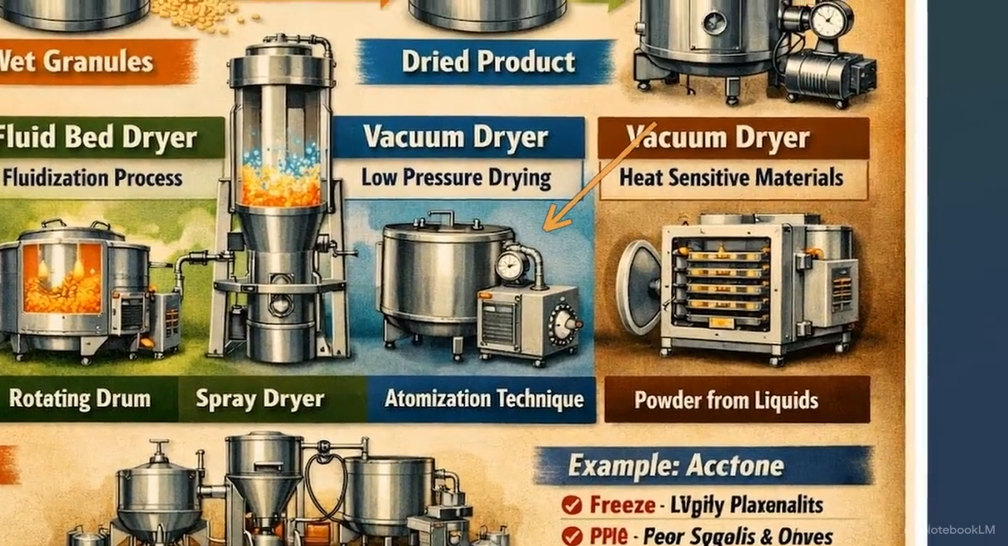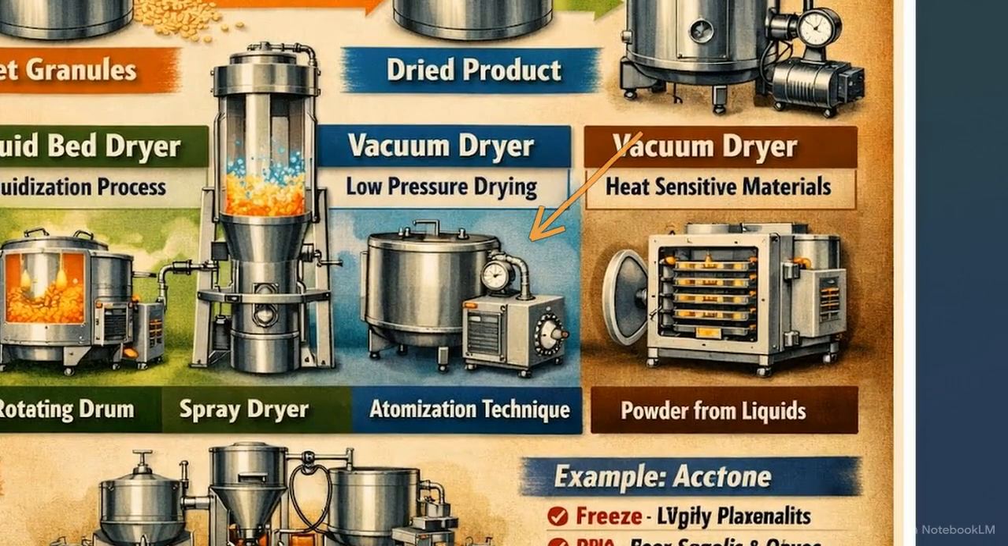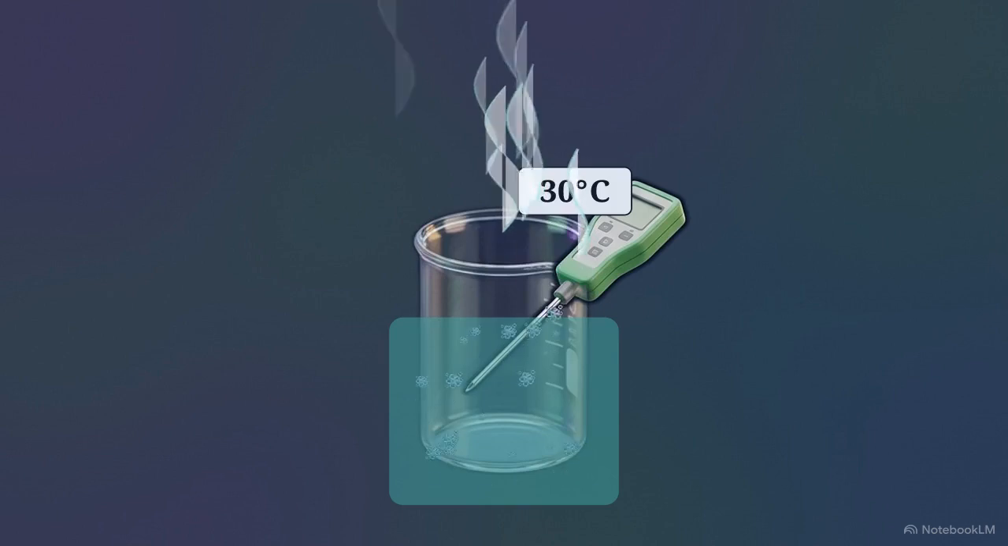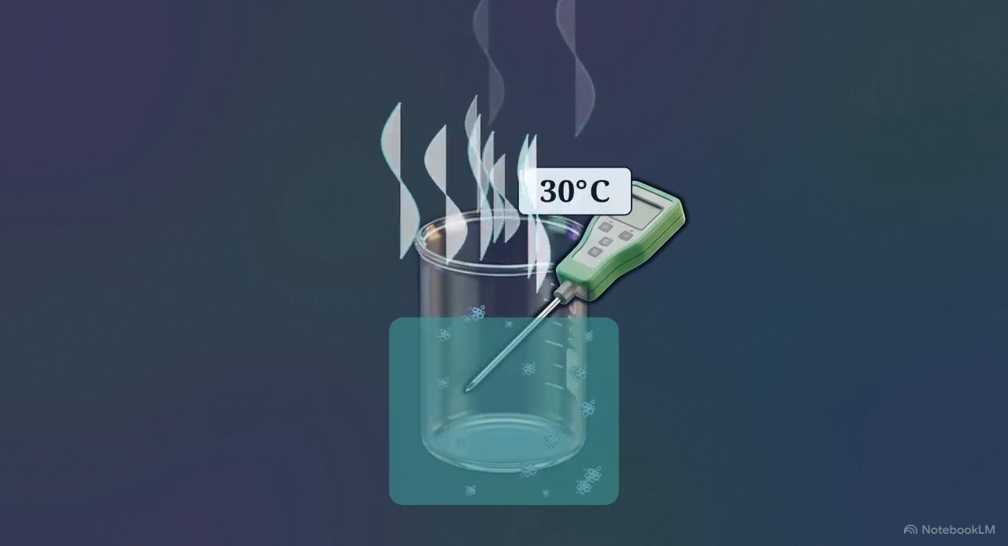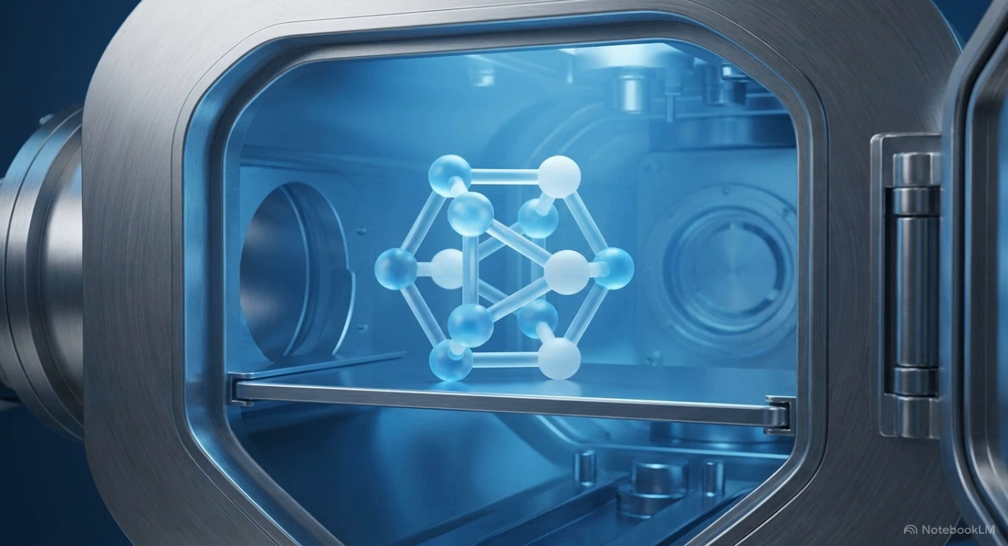By reducing the atmospheric pressure inside a sealed chamber, the boiling point of the solvent is artificially lowered. This lower boiling point allows rapid vaporization to occur at significantly safer temperatures. Vacuum drying effectively decouples moisture removal from high heat, saving the chemical structure of delicate active pharmaceutical ingredients.